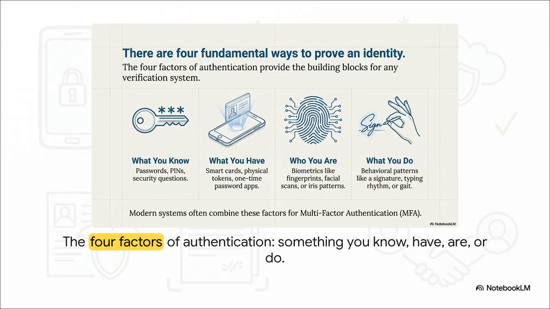First up, you've got what you know. That's your classic password or your ATM pin. Simple enough. Then there's what you have. That's a physical thing, like your phone that gets an authenticator code, or maybe a keycard for work. Third is who you are, and now we're talking biometrics, like the fingerprint or the face scan on your phone. And finally, there's what you do. This one's a bit more subtle. It's about behavioral patterns, like how fast you type or even the way you move your mouse.